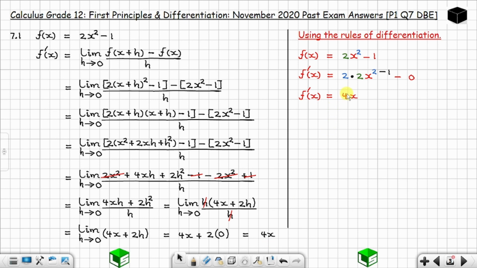You can see 4x there when we used the rules of differentiation, and we found 4x when we used first principles. So what we did here is correct. If we found something else than 4x, then you have to check what you've been doing in there. There is probably something wrong that you did. You can see the final answer is 4x, just as we found it using the rules of differentiation.